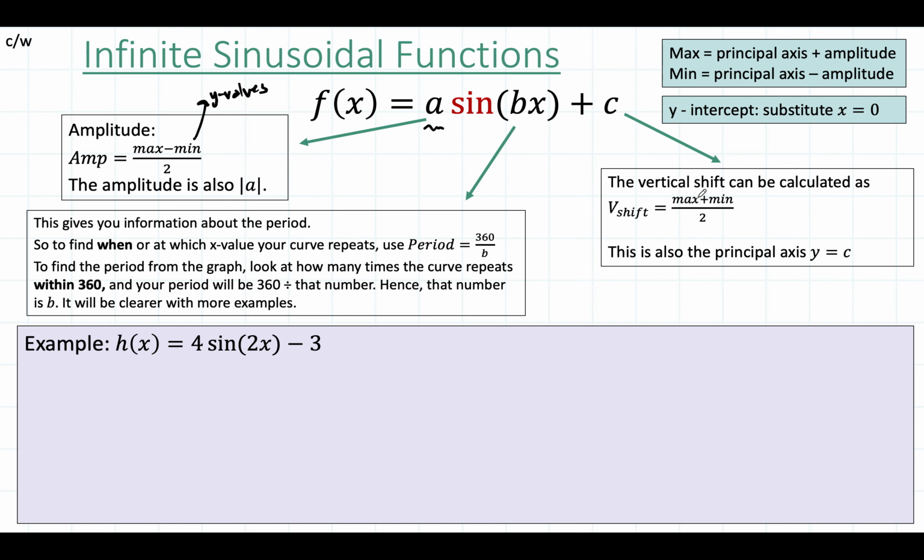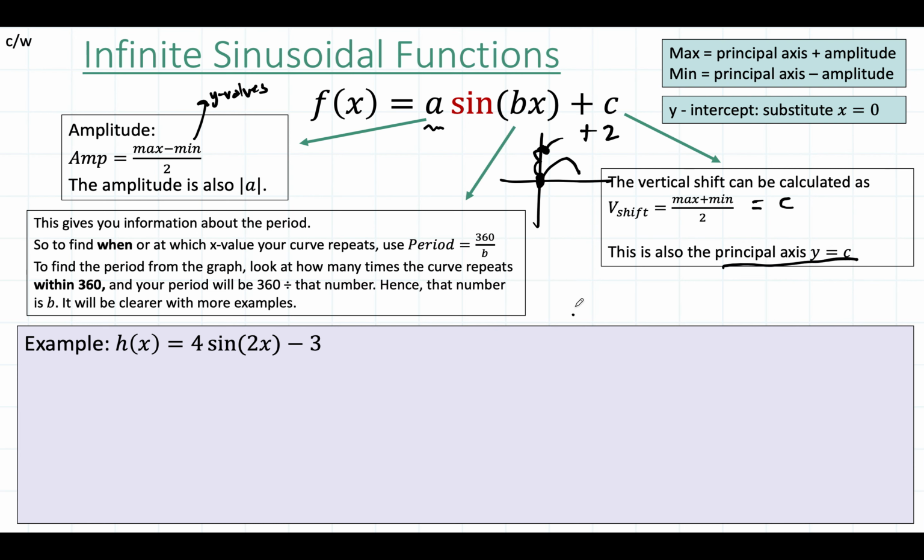The last thing is the vertical shift. It means how you're shifting the function up or down. For example, if the sine curve always starts here, but if I add a 2 in there, then it's going to shift up by 2. So that's going to be your vertical shift. This is found by, again, if you have the maximum and minimum, you add them and divide by 2. If you don't, then it's basically just the d value. And this is also called the principal axis.